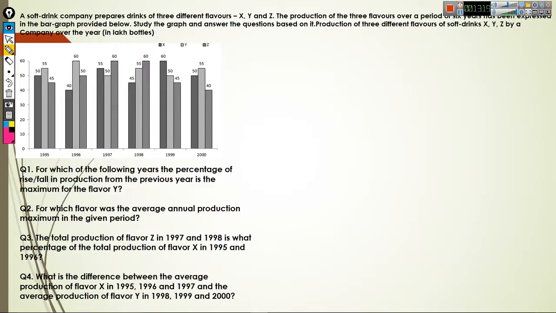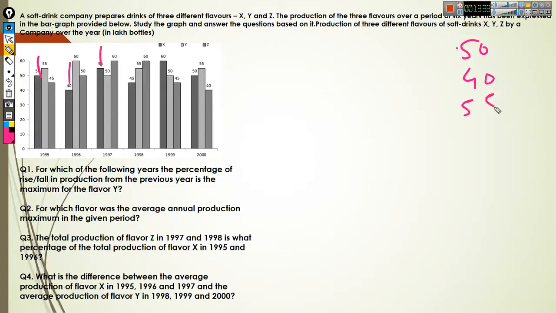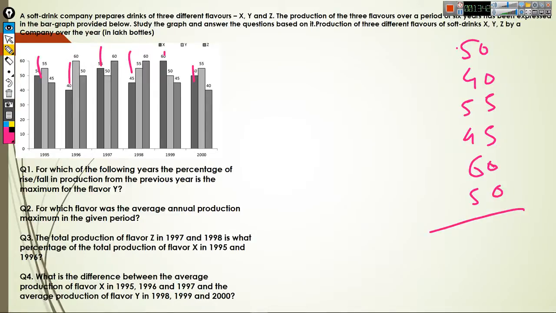X means all flavors. Okay, so let's begin with X. The values are 50 in 1995, 50 in 1996, 40, 55, 45, 60 and 50. Just add the values: 5 and 5 is 10, 0 carry 1, 5 and 1 is 6, 6 and 6 is 12, 12 and 4 is 16, 16 and 5 is 21, 21 and 4 is 25, 25 and 5 is 30. So the total is 300.